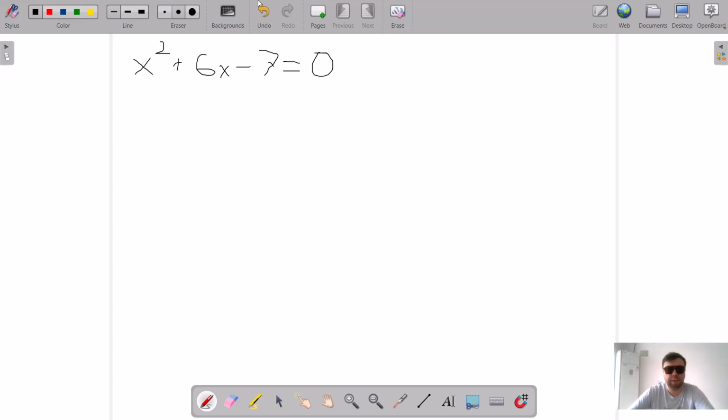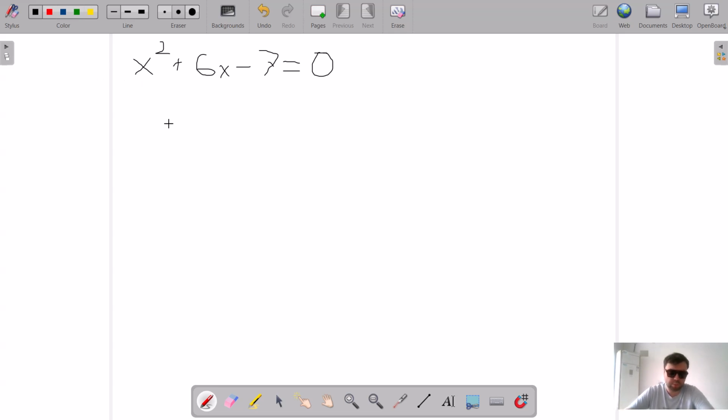Hello everyone, today I will show you how to solve a quadratic equation by completing the square. We have a quadratic equation here, and I will also transform this standard formula to vertex formula, and I will show you how we can quickly transform standard formula into vertex formula by completing the square. There's a shortcut we can apply, but first let's solve it by completing the square.